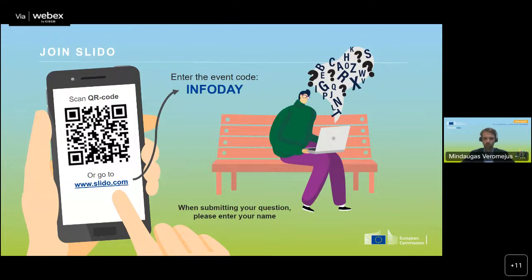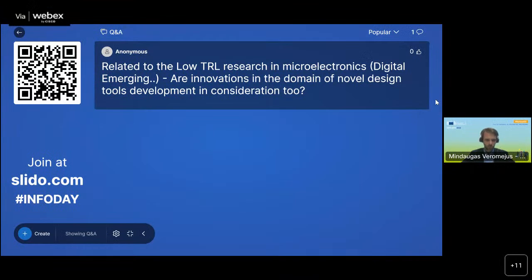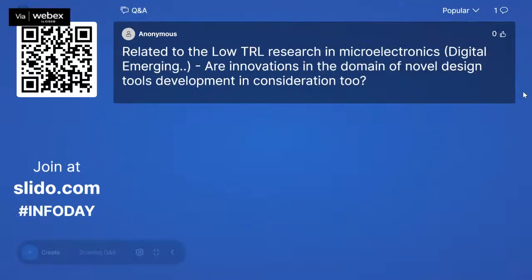Do we have any questions? Here we go. The first question. Related to the low TRL research in microelectronics, are innovations in the domain of novel design tools development in consideration too? Well, I guess this is a question for me. Yes, there is nothing in the text that excludes novel design tools.